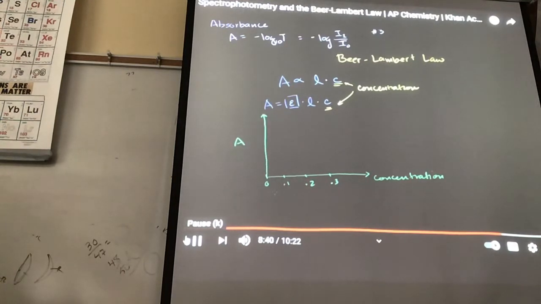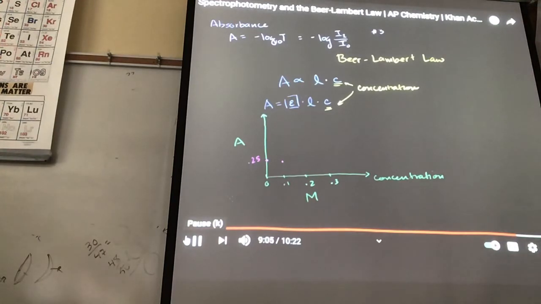Now, let's say you have some solution and you know the concentration. You know it is a 0.1 molar concentration. So let me write down M for molar. You measure its absorbance and you get some number here. This is a low concentration, so it didn't absorb that much. Let's say it's 0.25.